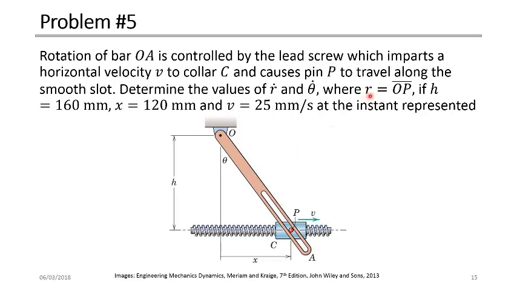It means that we must use the polar coordinate system, R and theta, where the R value is the distance between O and P. If H is equal to 160, so this height is 160 millimeters, and the horizontal distance X here is given as 120 millimeters. They are given to be able to calculate the angle theta. And the velocity V is given as 25 millimeters per second.